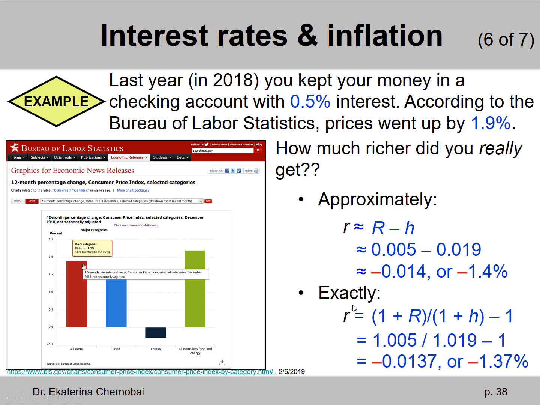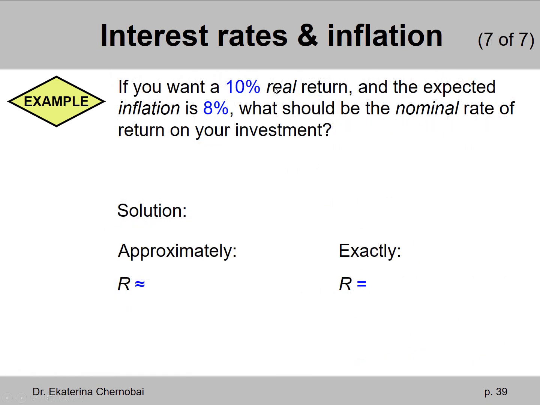The exact formula gives a very similar number, and this is actually the most accurate result. Negative 0.0137 or negative 1.37%. So this is the loss in your purchasing power. This is how much less stuff your money was able to buy you at the end of the year 2018 relative to how much you could buy at the beginning of the year 2018.